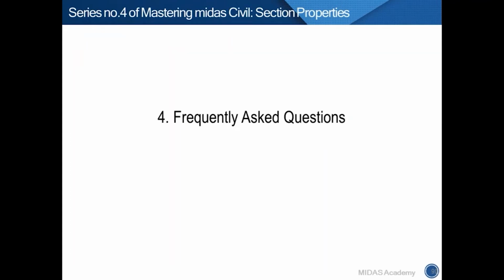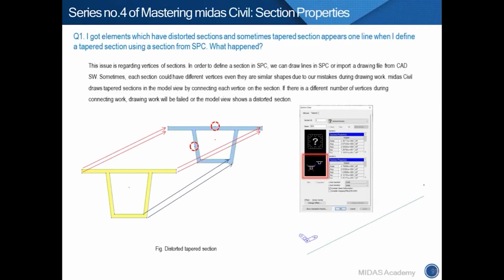And this is the last part of today's webinar, the frequently asked questions. Question number 1 is: I got elements which have distorted sections, and sometimes the taper section appears as one line like this. When I define a taper section using a section from SPC, what happened?